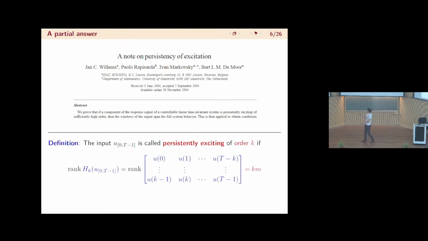I remind you of the fact that the input U is persistently exciting of a given order K if the Hankel matrix of this input of depth K has full row rank. In other words, I construct this Hankel matrix of U in this way. And for U to be persistently exciting of order K, that Hankel matrix needs to have rank K times M. Full row rank.